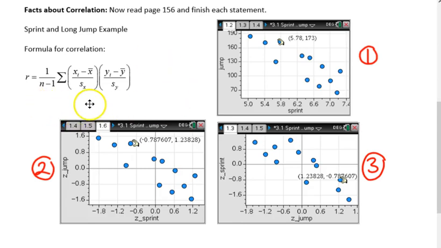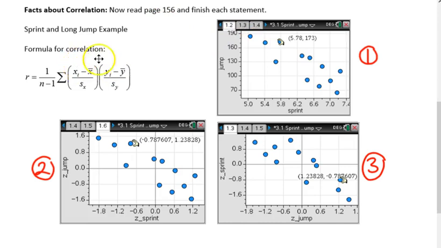So when you see this, notice it is 1 divided by n minus 1. So 1 divided by 1 less than the number of data points. This is our sprint and long jump example. It had 12 data points, so that would be 11. When you look at these, we're multiplying two numbers together, one for each data value. So xi and yi indicate one particular x, y point.